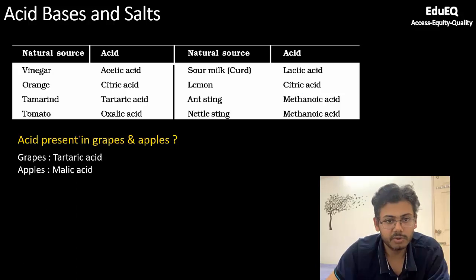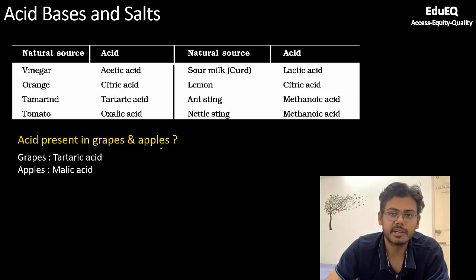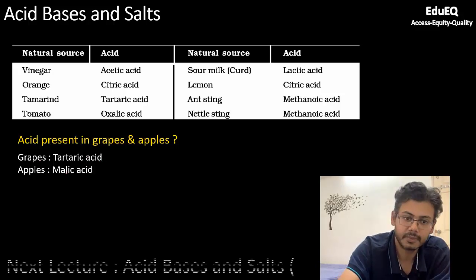There was a question for you: what type of acids are present in grapes and apples? We consume these fruits regularly. Grapes predominantly have tartaric acid, and apples have malic acid.